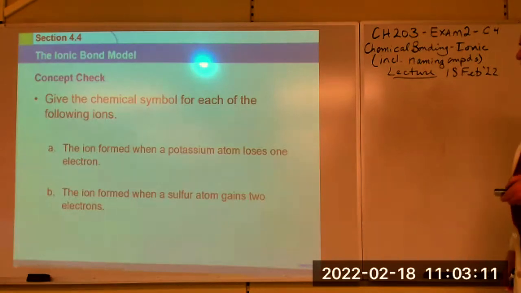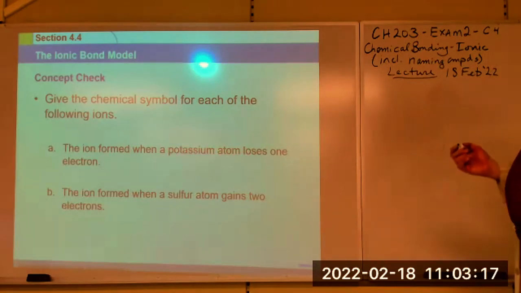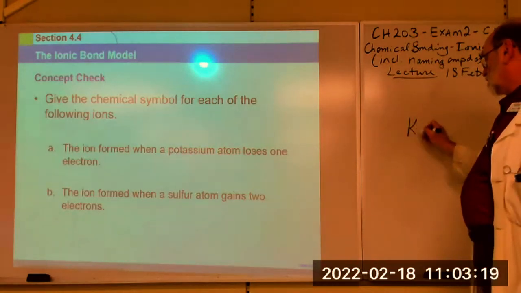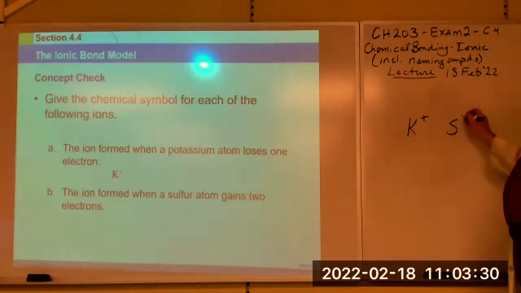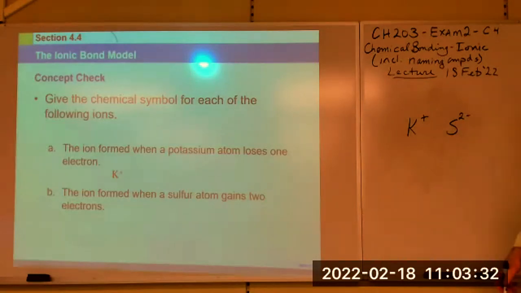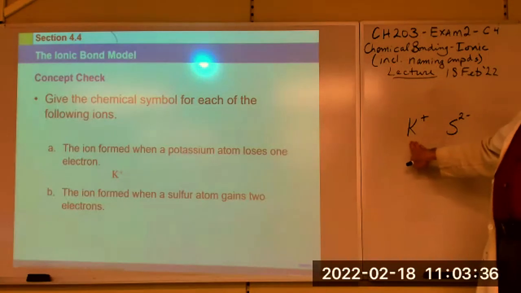Chemical symbol for each of the ions. The ion formed in a potassium atom loses one electron. Well, you just write it like this. It loses one electron, right? Makes it positive. Or the sulfur, when it gains two electrons, it's like that. Now, is that true? This is an alkali metal? Yeah. It's only got one electron to lose.